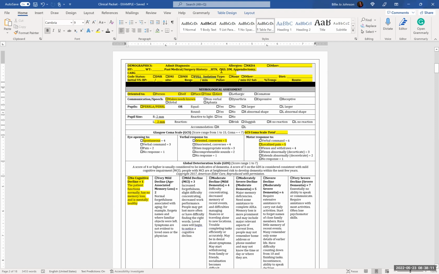This is just an example. You need to have the patient's medical surgical history here as well. Again, very important: code status. Are they DNR, DNI? What code do they have? Are they on isolation? Contact, airborne, droplet? Make sure you put that down.